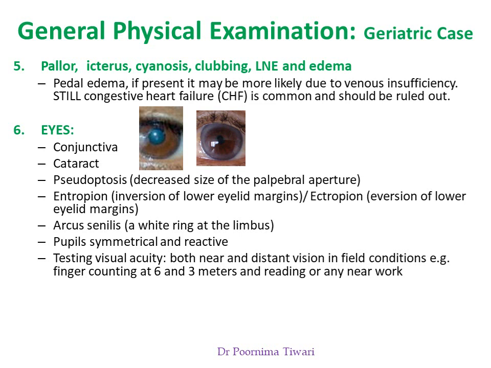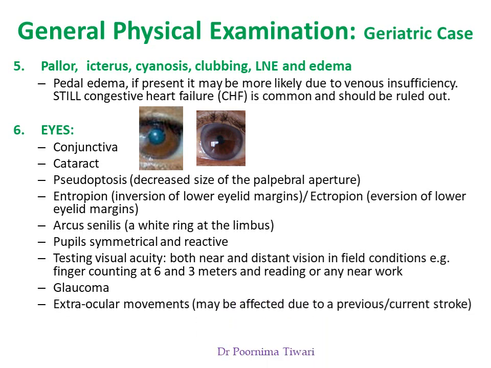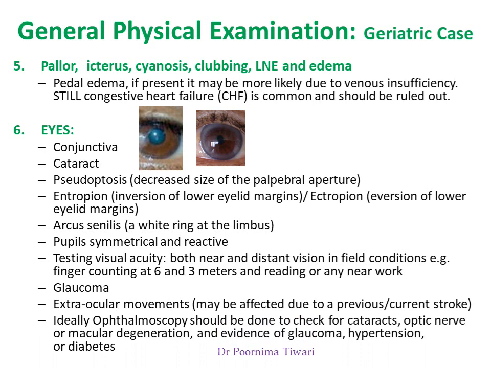If the student is carrying a Snellen's chart, very well. Otherwise, finger counting at 3 and 6 meters should be done, as well as the vision should be tested for reading or other near work. Look for glaucoma using the hand method for intraocular tension. Test the extraocular movements. Some previous stroke may have affected them. Ideally, the student should carry an ophthalmoscope to check for cataract, optic nerve degeneration, macular degeneration, any evidence of glaucoma, any optic disc change due to hypertension.